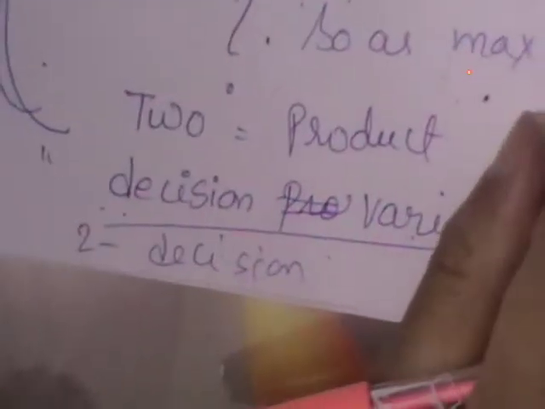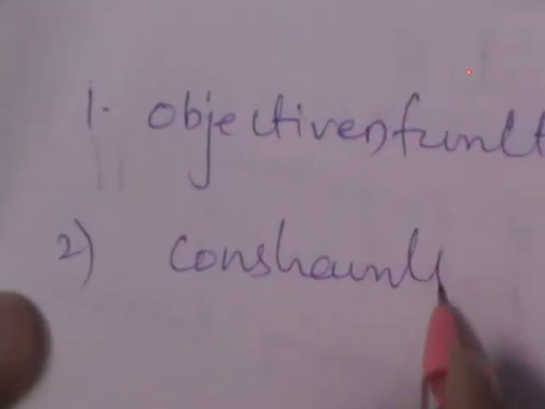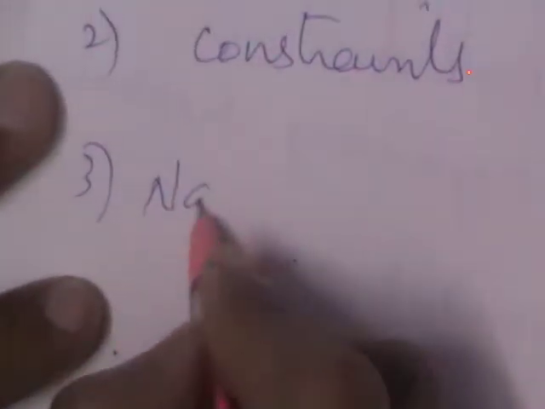After identifying the decision variables, you should write the objective function. I said that these are the three parts of an LPP: objective function, constraints and non-negative restriction.